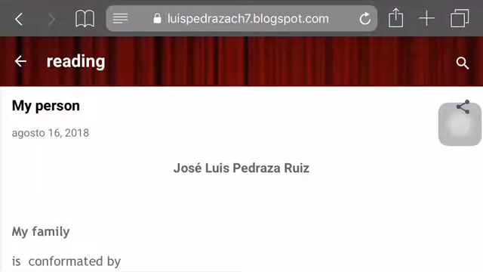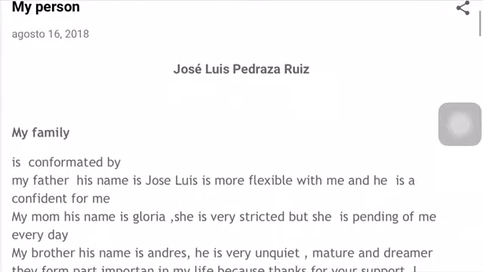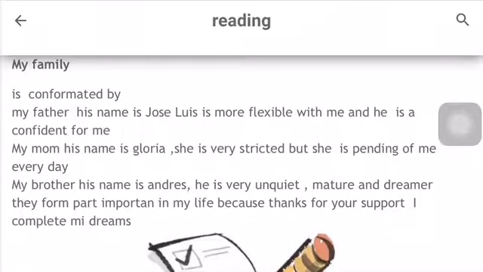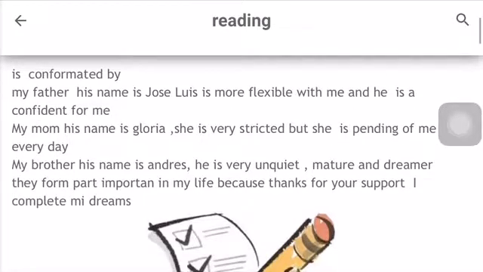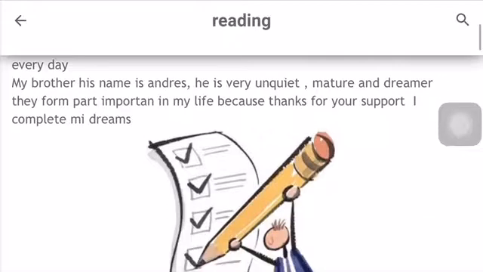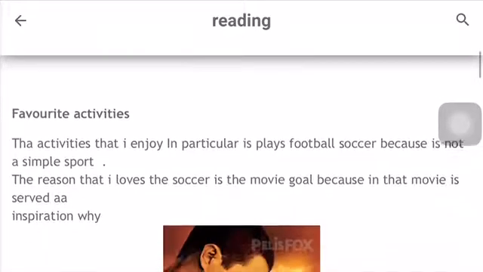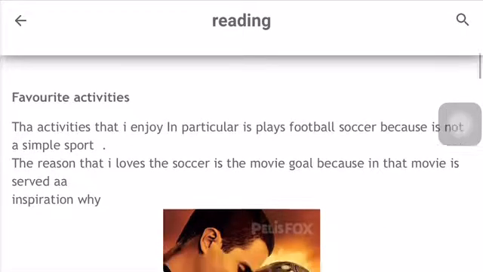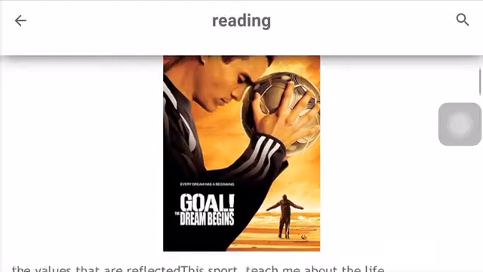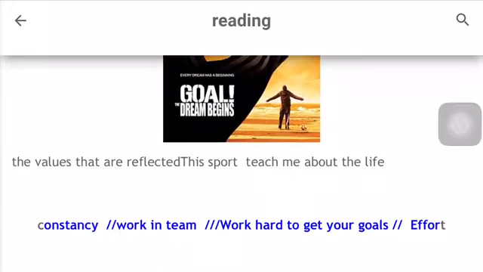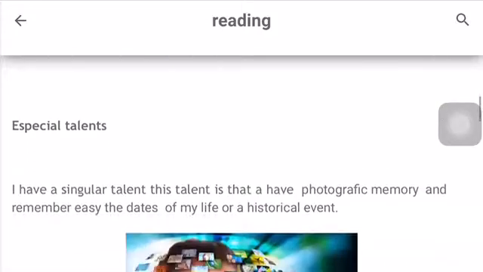In the part about my person, I mention my family. I mention the members, how it is composed, and the way we get along with my family. And in the other part, I mentioned my favorite activities, especially soccer. I love soccer. It's my favorite activity because soccer is a sport that teaches me constancy, teamwork, and working hard.